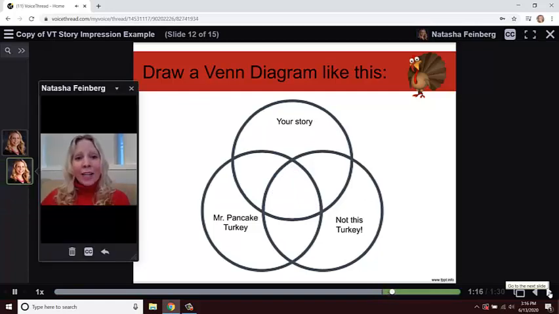When you're done with your Venn diagram, you can respond to this slide by making a video. Hold up your Venn diagram and tell us what was different in these three stories and what you found that was the same.